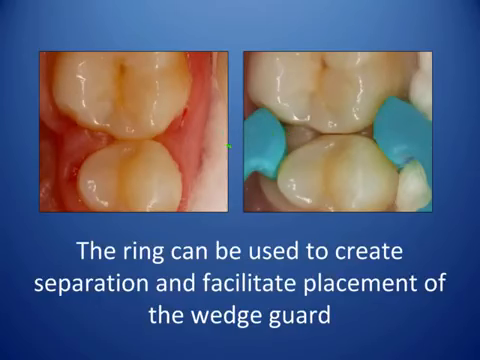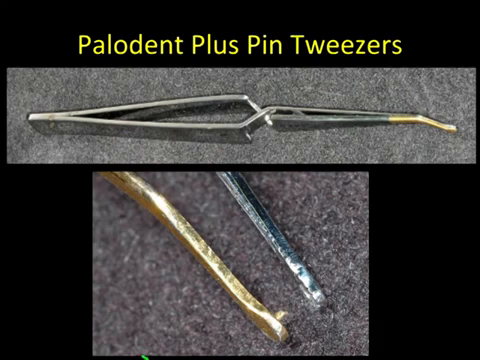So just a little clinical tip for how to facilitate separation of the teeth and gain placement of the wedge guard prior to preparing the tooth. I hope that tip will help. Those Palodent pin tweezers here are designed, again, not only to deliver that matrix in the mouth, but these rounded ends here are made to act as ball burnishers, so we don't have to instrument switch to get that accomplished.